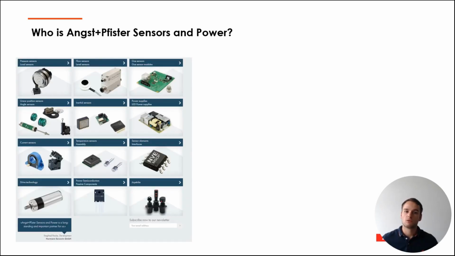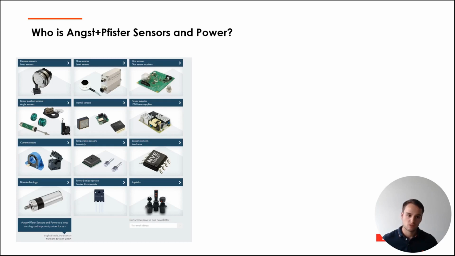On the next slide I will show you who Angst+Pfister Sensors and Power is. First of all, Angst+Pfister Sensors and Power is part of the Angst+Pfister group with 100 years of company history, 24 locations worldwide and around 2,000 employees. 40% of our products on the website are customized, which means that they are not standard items and they are customized for customer applications.